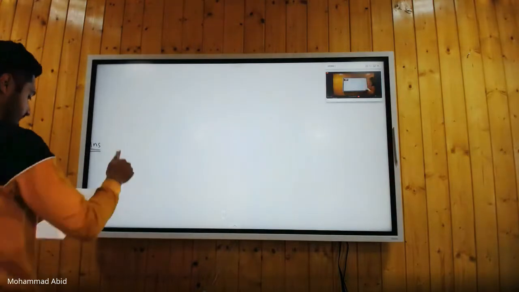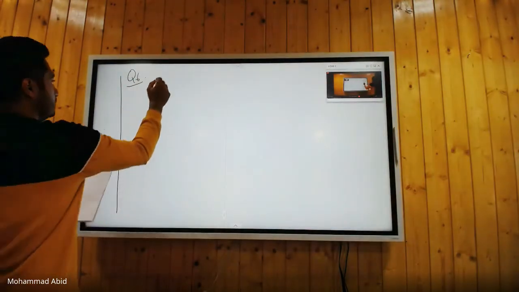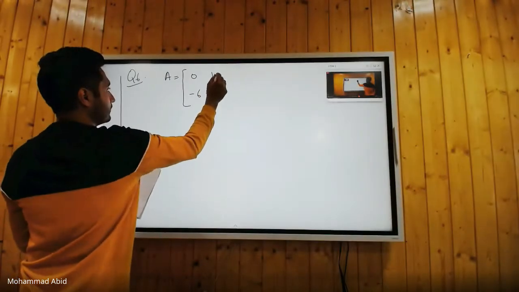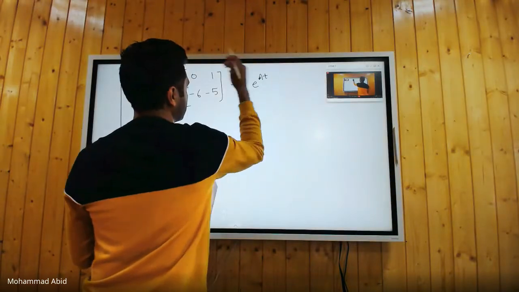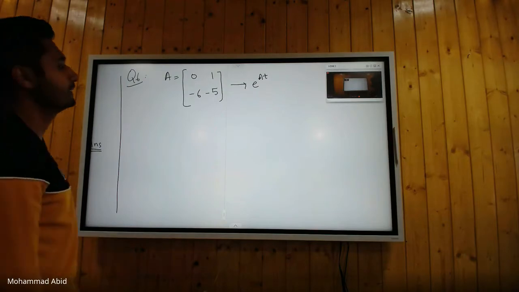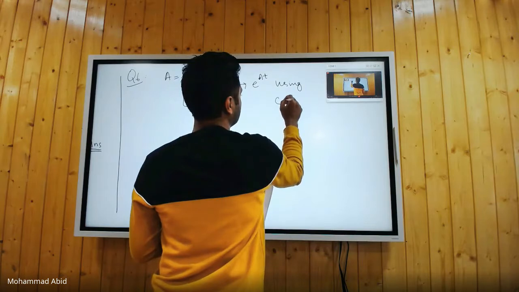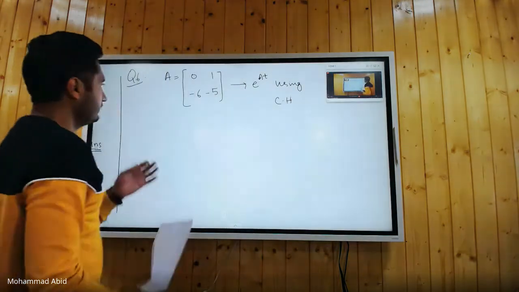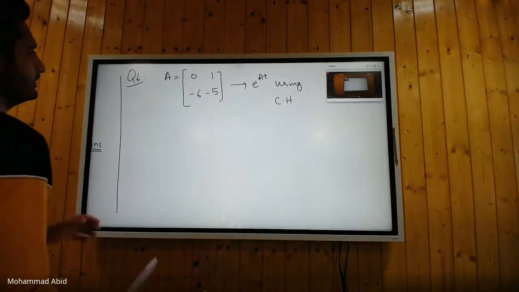Moving on, question 6. Matrix A is 0, 1, minus 6, minus 5. Again, e to power 80. So, there is quite a lot of repetition. Using Cayley-Hamilton, find e to power 80 using Cayley-Hamilton. In this question, it's specifically mentioned to use Cayley-Hamilton theorem.